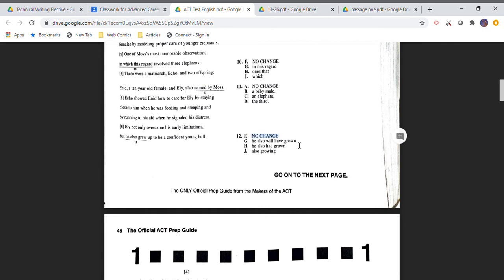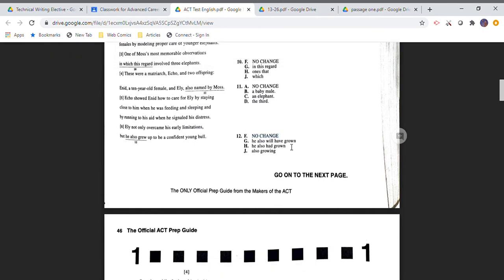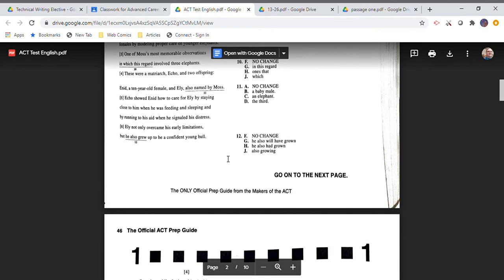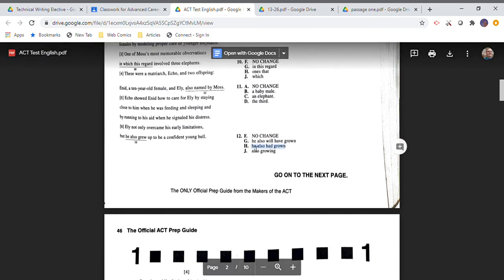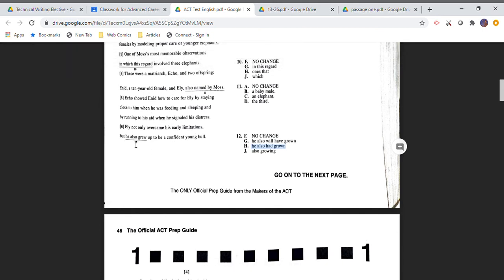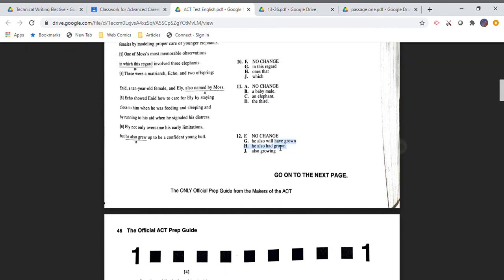Let's read through and replace with the other things. "Not only overcame his early limitations, but he also will have grown up." No, because we're not talking about the future, we're talking about the past. "Early limitations, but he also had grown up to be." Nope, that's the wrong tense. "Not only overcame his early limitations, but also growing up to be." Nope, that changes the tense. All three of these change the tense.